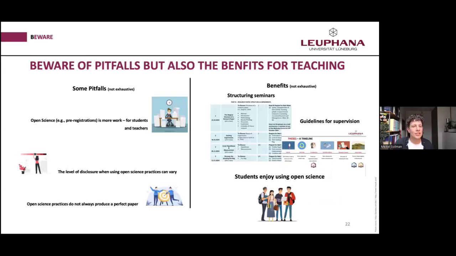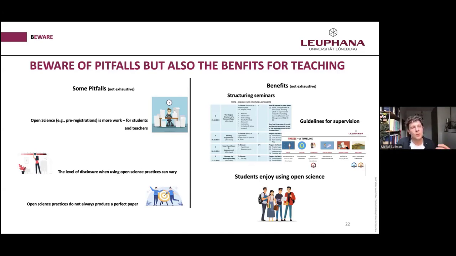So I think generally, if you compare conducting open science with no open science, for example, conducting a pre-registration with not conducting a pre-registration, I think it usually is more work. At least that's what my students tell me, that it is more work to fill in a pre-registration. At the same time, they also acknowledge that afterwards it made everything clearer than they anticipated before.